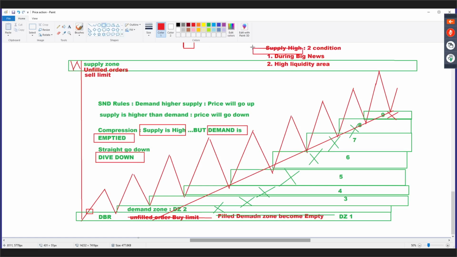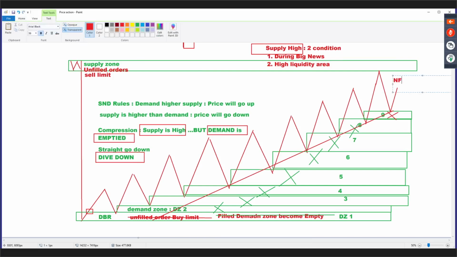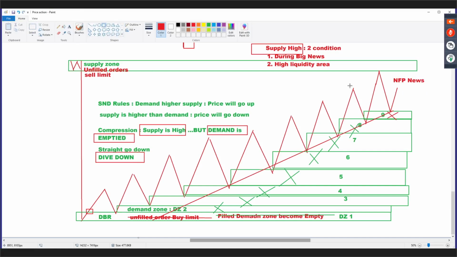Okay, when the supply is high, let's suppose that the big trader wants to sell. There is news over here, maybe NFP or any big news. If the big traders sell the market, what will happen is the price will find those who want to buy. Remember that when you sell the market and your order is big, the price must follow the orders. It will find a demand. But here, there is no demand. What will happen to the price? It will go lower. Since number 9 is already empty, it will go down.